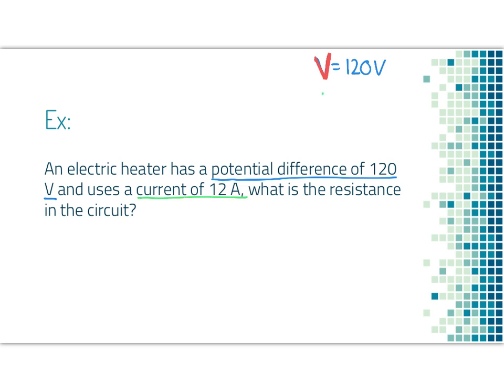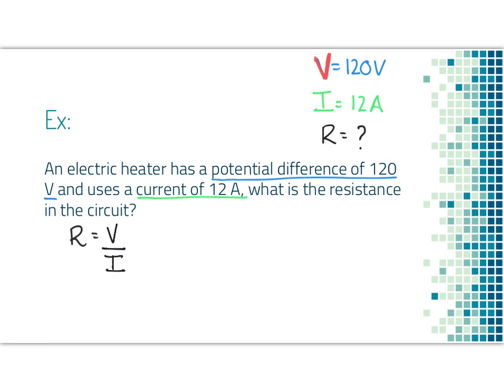Current is represented by the symbol I, and that is 12 amps. What we are looking for in this question is the resistance. So I'm going to give that a question mark. Using our formulas from the previous page, I know that I need to select the formula that says R equals, because R is what I'm solving for. We know that R is equal to voltage over current.